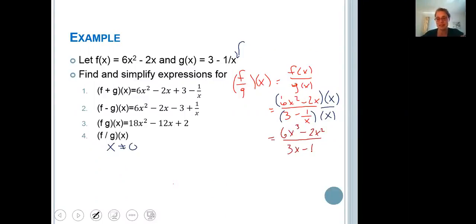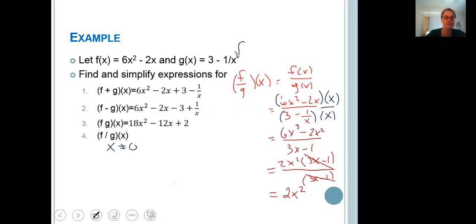Now, though, I still need to simplify. And here's how I'm going to simplify. I could use long division, but I don't need to here. Look at this top expression. It's got a common factor of 2x squared. Let's factor that out. And I'm going to end up with 3x minus 1. And I still have 3x minus 1 on the bottom. Oh, looky. Those cancel. And my division simplifies to 2x squared.